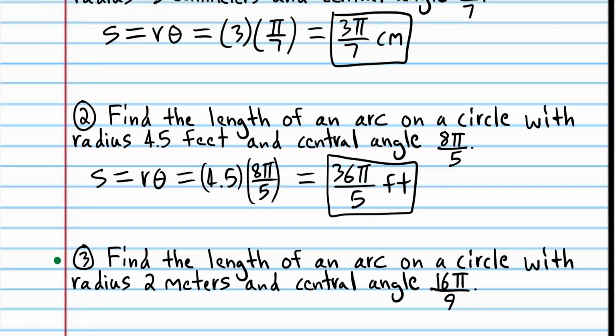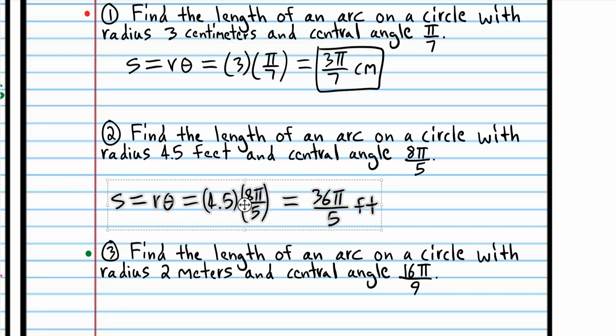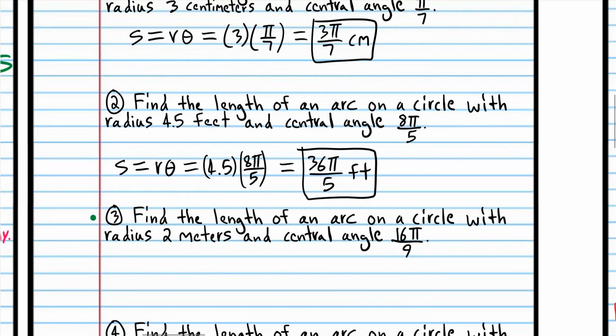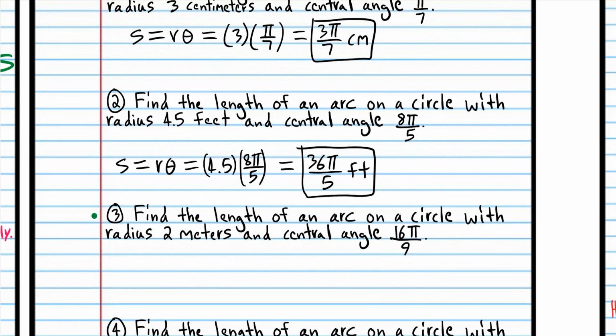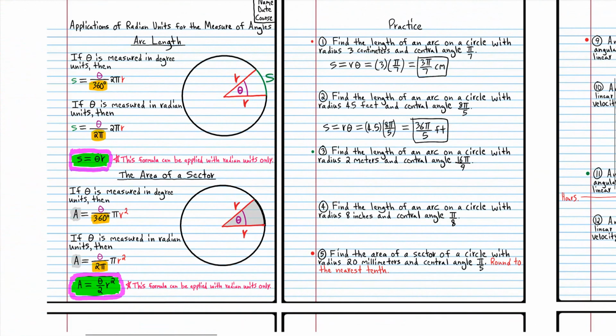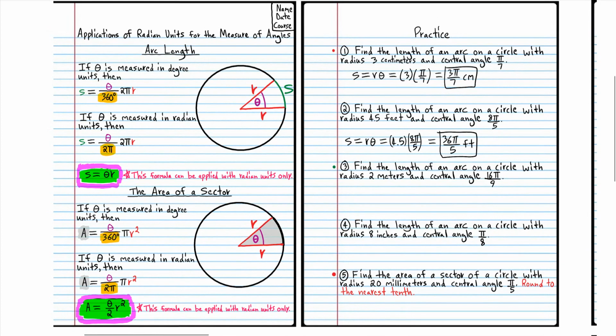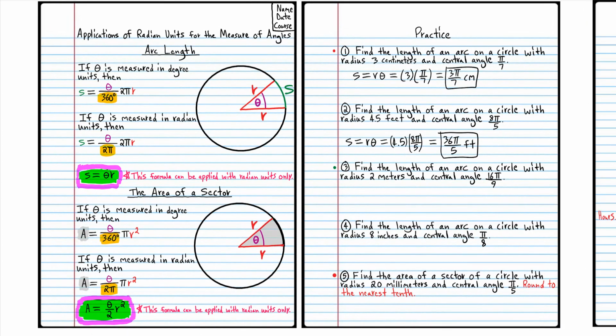Now, how did I know that feet was the unit? Well, because the radius is measured in feet, so the arc length must be in feet also. There's no reason for the unit to change. So now it's time for you to try. Go and attempt number 3, and when you come back, we'll do it together.